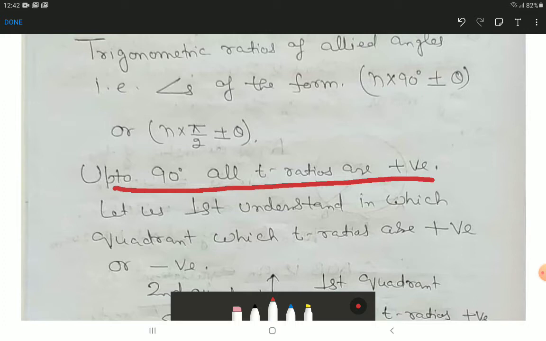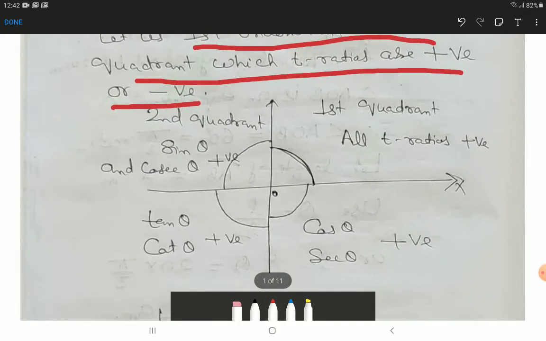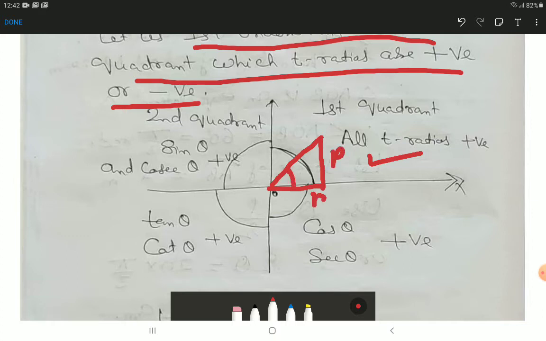Let us first understand in which quadrant which trigonometric ratios are positive and which are negative. 0 to 90 degree is first quadrant where all trigonometric ratios are positive. So I have mentioned here in first quadrant all trigonometric ratios are positive. Why it is so? Because if the triangle lies in first quadrant and reference angle is in first quadrant, then perpendicular, base, hypotenuse all are positive. So trigonometric ratios of angles lying in first quadrant will be positive.